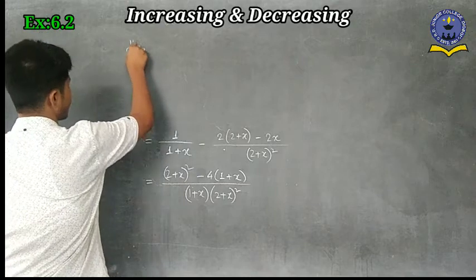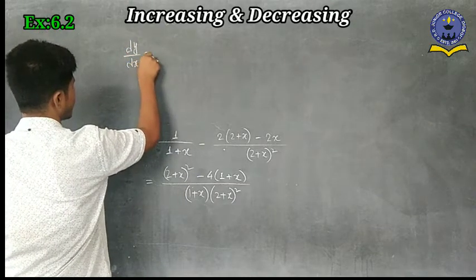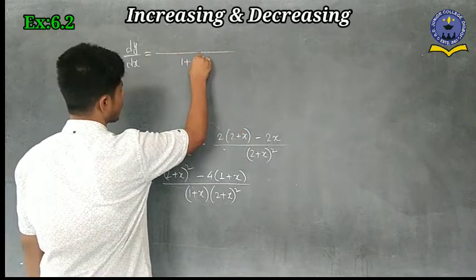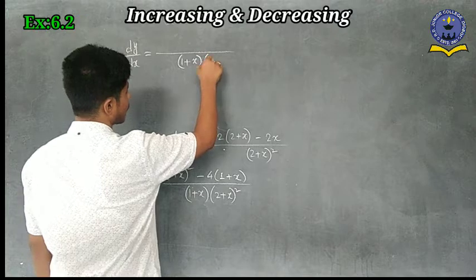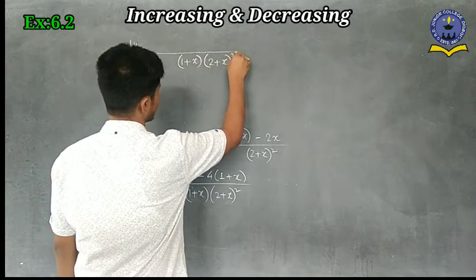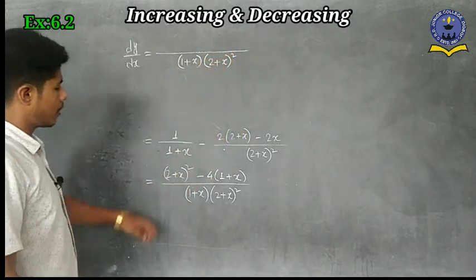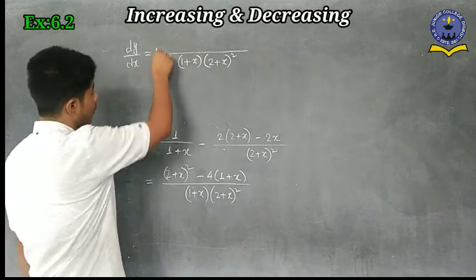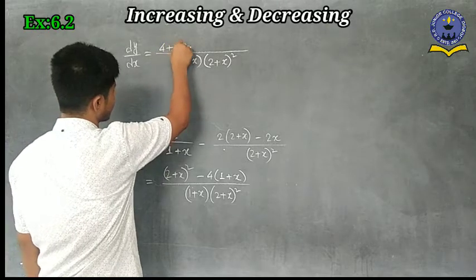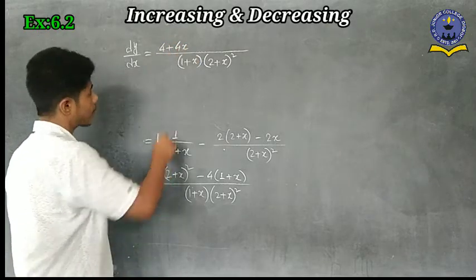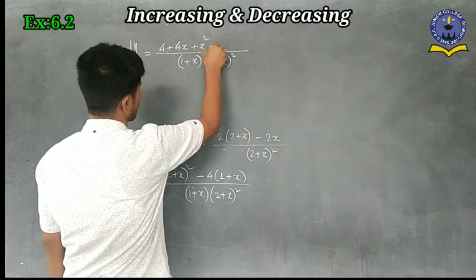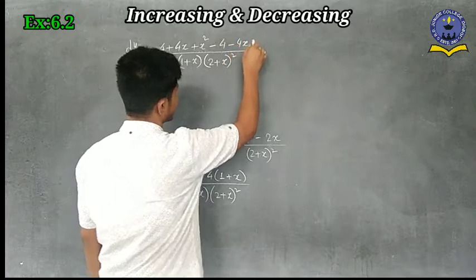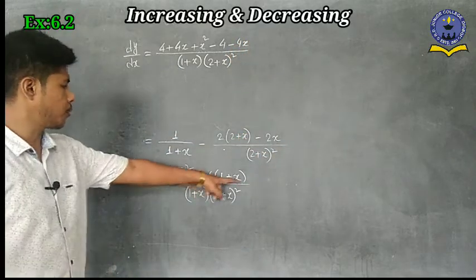Now the next step: if you calculate this result, dy/dx equals, the denominator part remains the same, so we write 1 plus x and 2 plus x whole square. Is it clear? The numerator is of the form (a plus b) whole square, so we write 4 plus 4x plus x square, and minus, in the second part what will remain? Minus 4x.